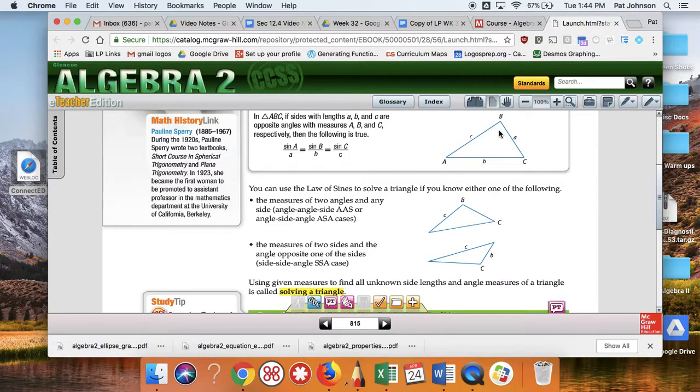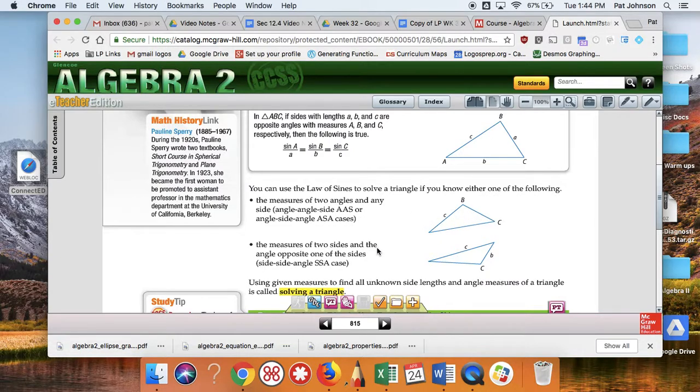So when you're trying to find the missing angles or sides, you use the law of sines. When can you use it? If the measures of 2 angles and any side are given. So angle, angle, side, or angle, side, angle. It does not have to be an included angle or included side. It just has to be 2 angles and a side.